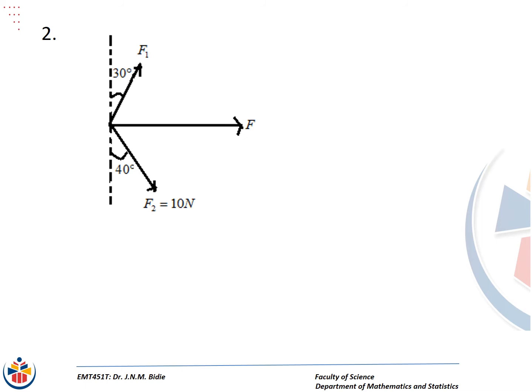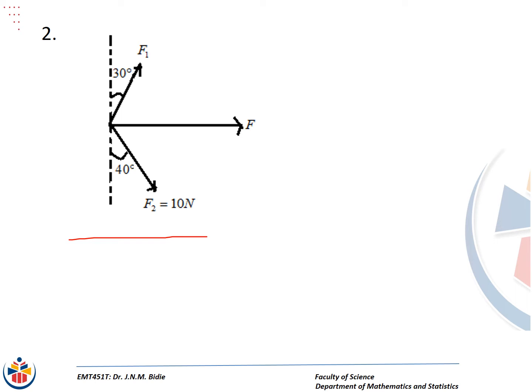Number 2, again, we've been given two forces, F1 and F2, with one initial point, and as you can see, we've been given that F is the resultant. So what you need to do is complete the parallelogram and put the angles in place. Note that the angles 30 degrees and 40 degrees are angles formed by F1 with the vertical.